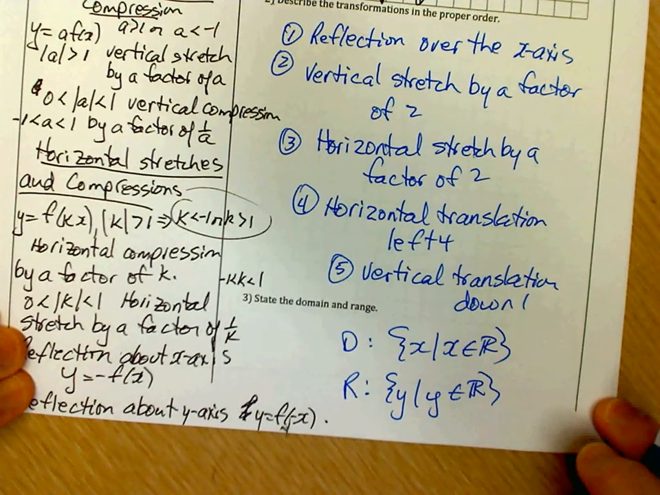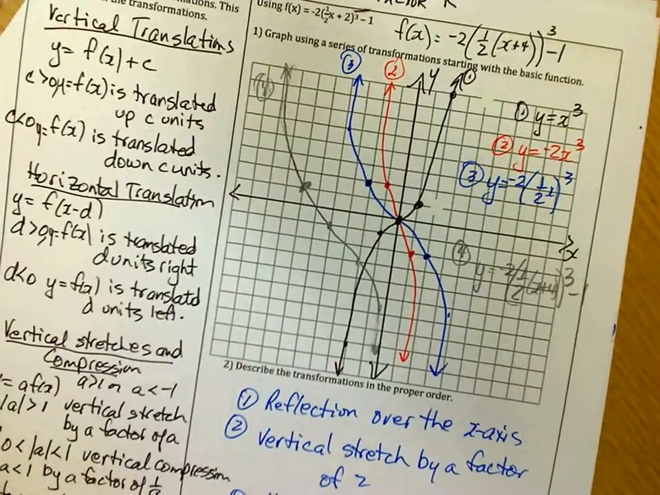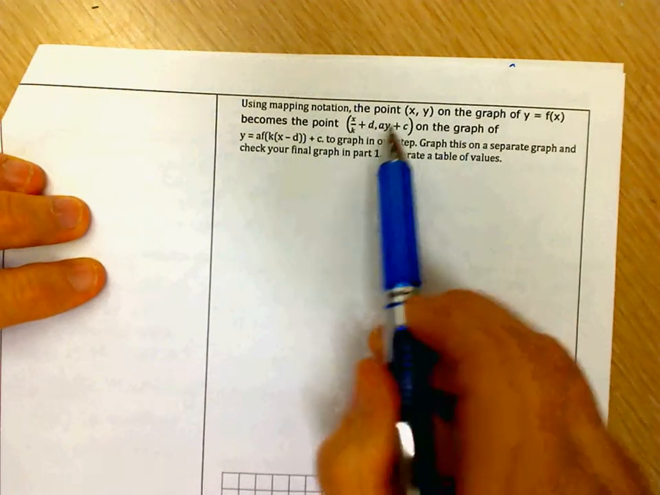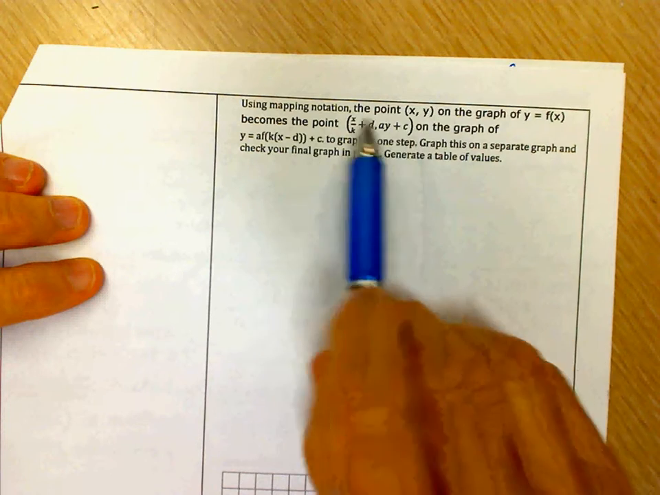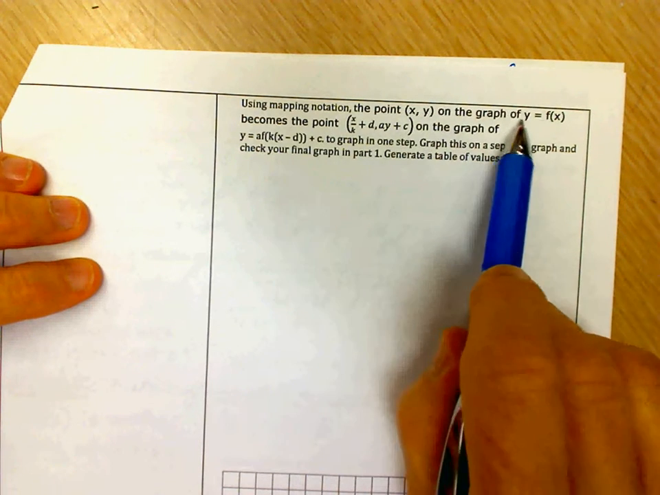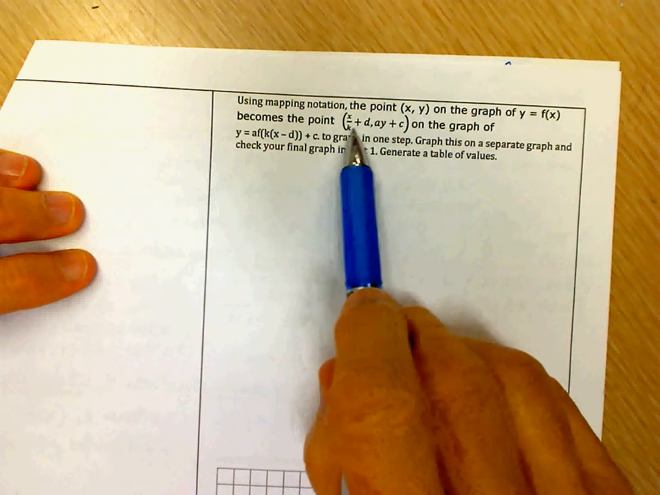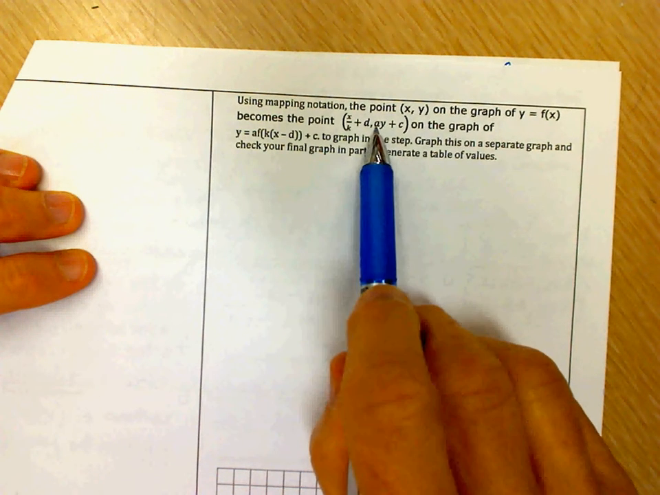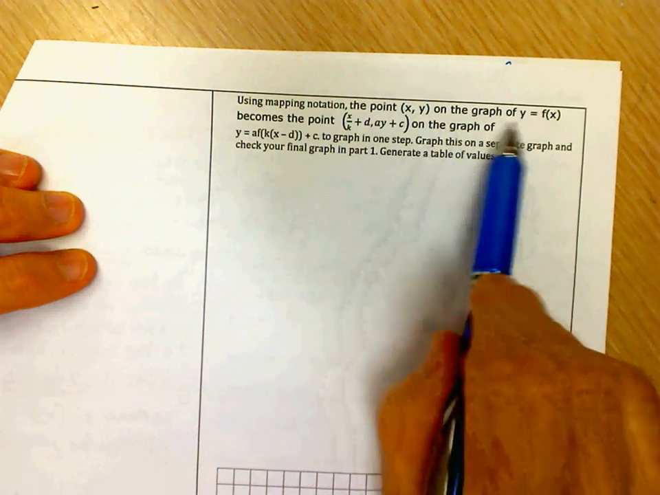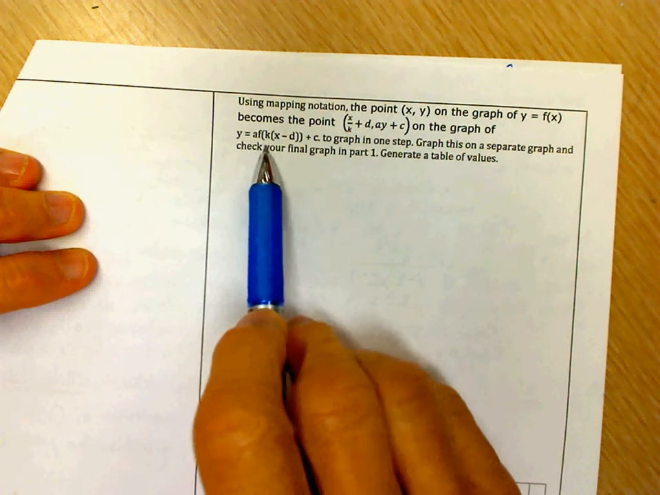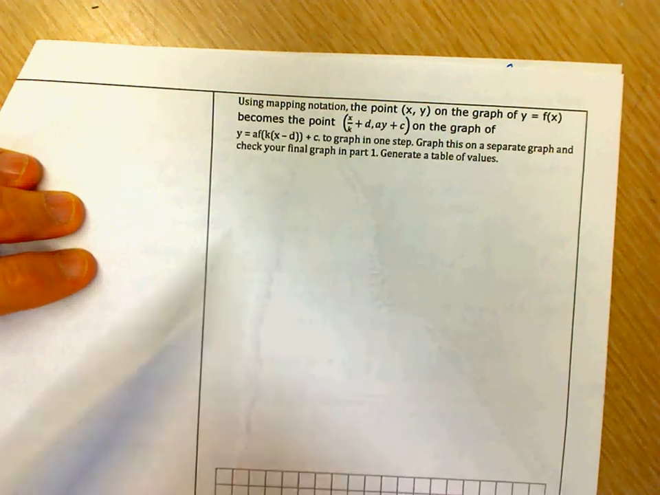Using mapping notation, recall that when we have combinations of transformations, the point (x, y) on the graph of y equals f of x becomes the point (x divided by the k value plus d, a times the y value plus c) on the graph of y equals a f of k(x minus d) plus c. So let's do the example we did in part 1. We're going to do this example.